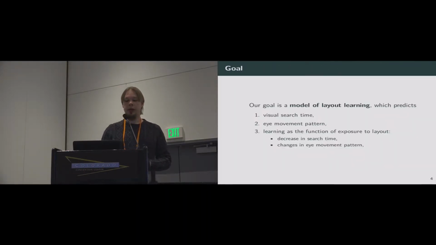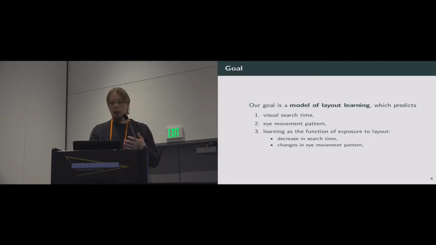So the goal here is to create a model of layout learning so that this model would predict the visual search time when the user is looking for a given element on the layout. This should be done by generating eye movement patterns on the layout as the user actually moves eyes on the layout. And obviously, we want to predict how learning occurs when the user is exposed to the layout, looks for elements on the layout, finds them, and this should be visible in decreased search times, and this would be because the visual search patterns, the eye movement patterns, change.